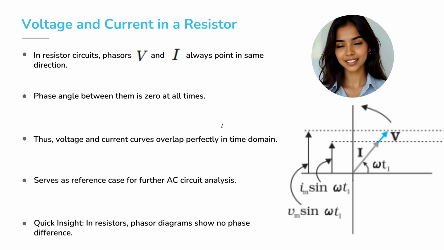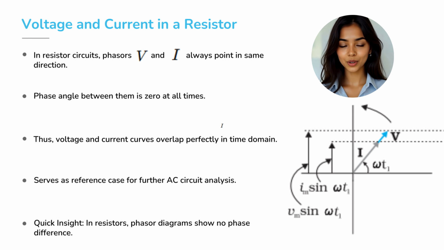This also means that in the time domain, the voltage and current curves overlap exactly. When the voltage is at its maximum, the current is also at maximum. When the voltage crosses zero, the current also crosses zero. If you look at the diagram here, both V and I phasors rotate together along the same line. Their vertical projections give V of t and I of t, which match perfectly.